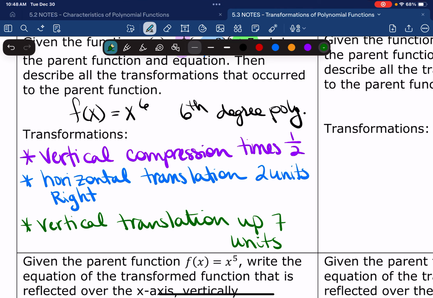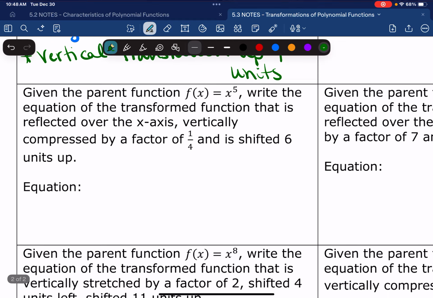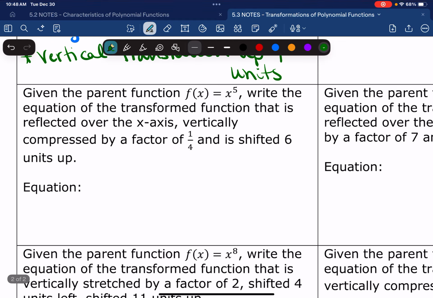Okay? All right, let's go in reverse. Let's look at these types of problems. It says, given the parent function f of x equals x to the 5th power, we want to write an equation of the transformed function that is reflected over the x-axis, that is vertically compressed by a factor of 1/4, and is, let's do blue, shifted 6 units up.